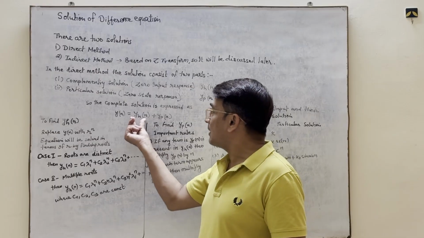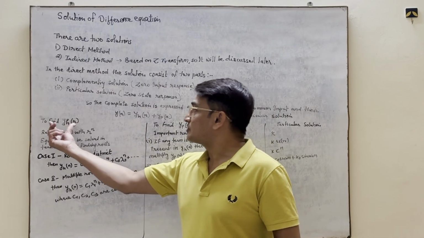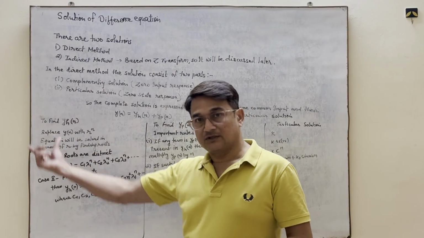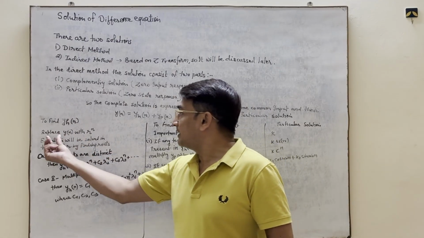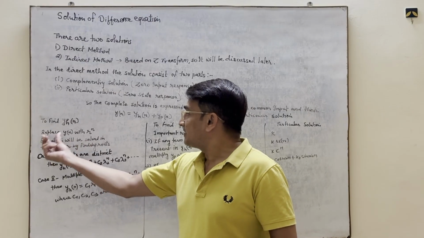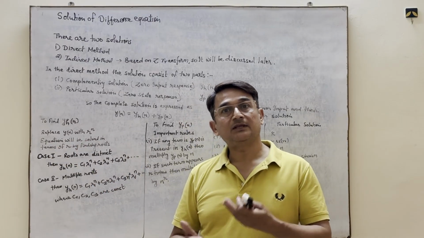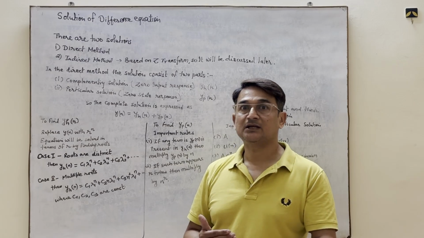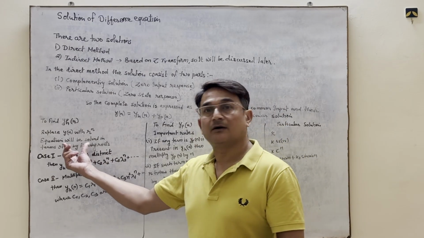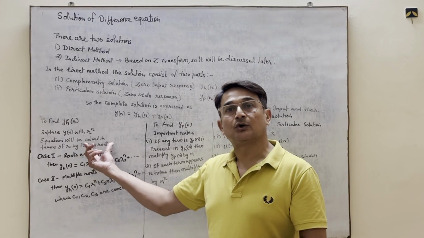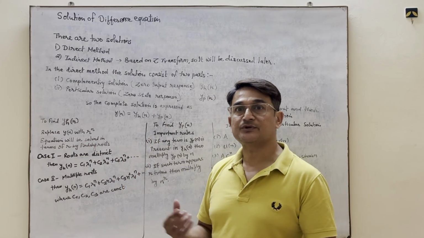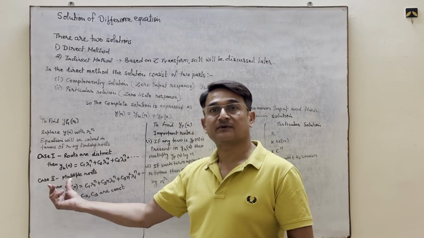So first we will see how you can calculate YHN. To find YHN, in the given difference equation we have to replace Yn with r to the power n. So the equation will now become an equation in terms of r to the power something, which can be solved, and we can find its roots. There are two possibilities of roots, and I have considered both cases.